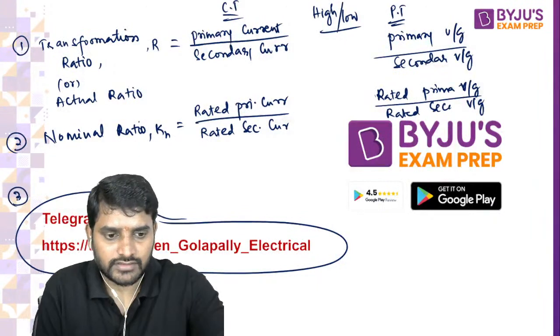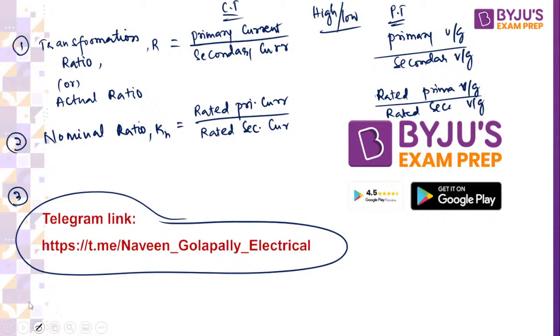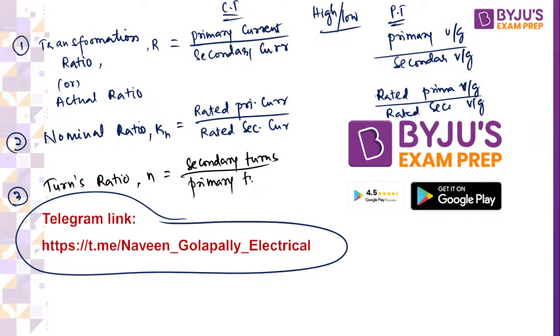Now the last one, there is one more formula, that is turns ratio. Generally given with N. Turns ratio also, higher turns to the lower turns. For CT, higher turns will be on the secondary, so secondary turns to primary turns. Now coming to the PT, more number of turns is on the primary, so primary turns to secondary turns.